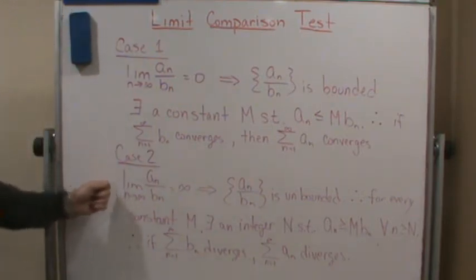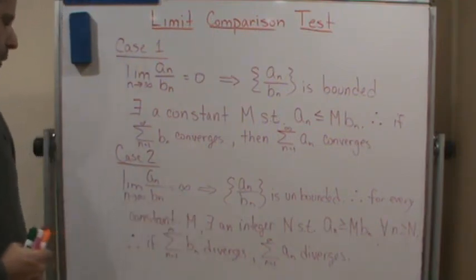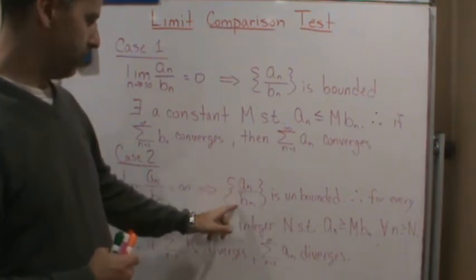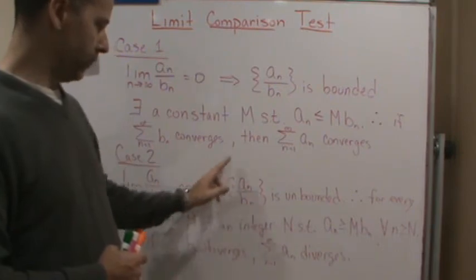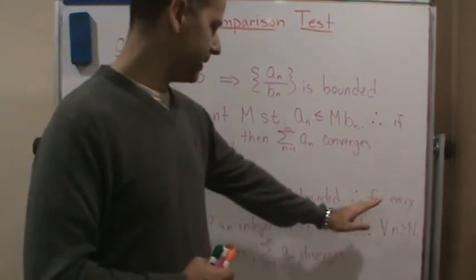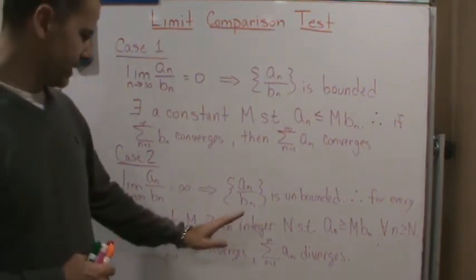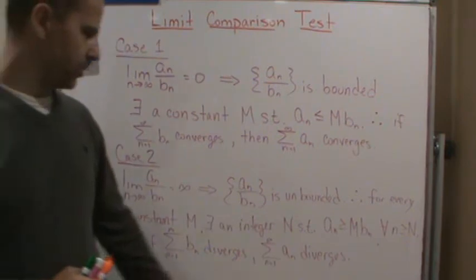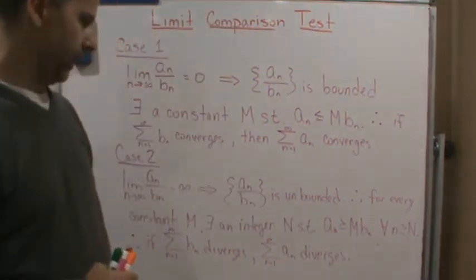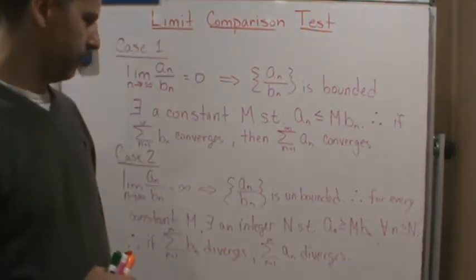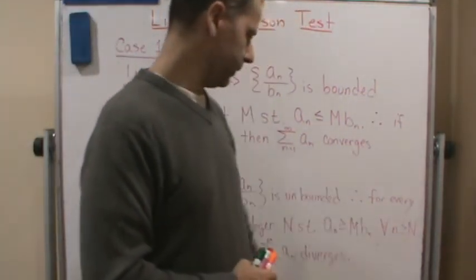What about if the limit doesn't exist? What if the limit goes to infinity? Well, that means that the sequence of the ratios of the nth terms is unbounded. And so that means that for every constant M, there's going to exist an integer N such that a sub n is greater than or equal to the multiple of b sub n, right? So M times b sub n. And that's true for all n greater than or equal to N.